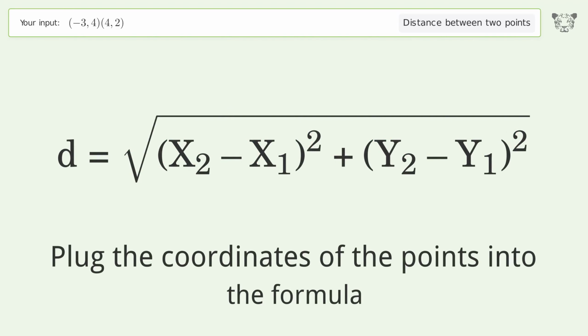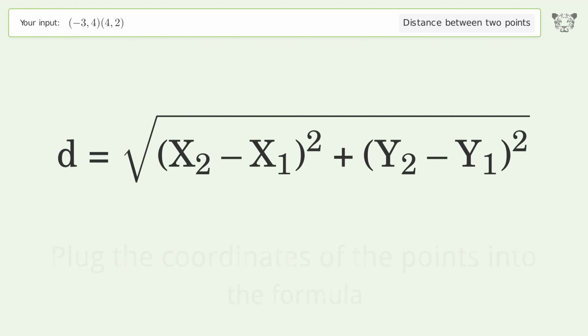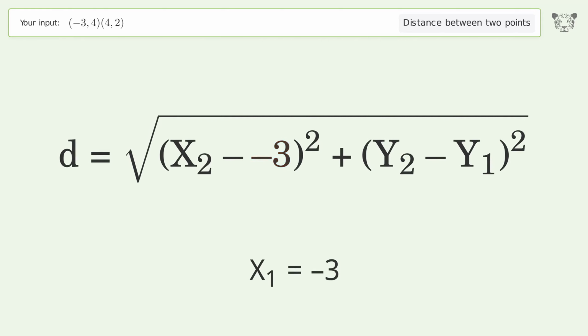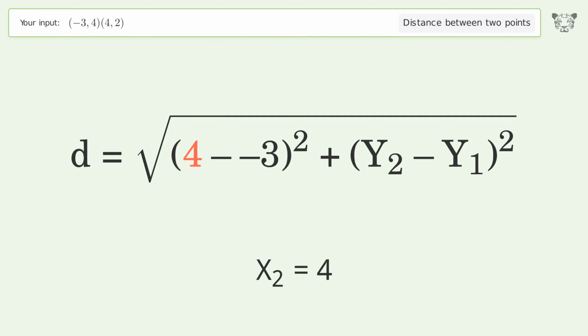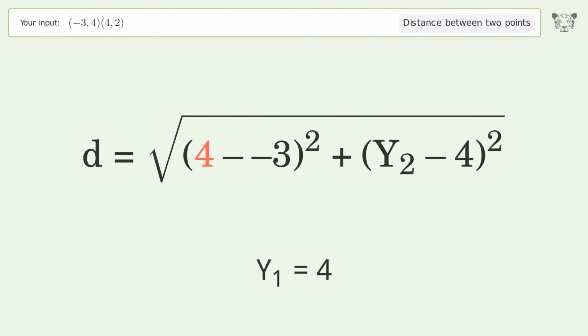Plug the coordinates of the points into the formula. x1 equals -3. x2 equals 4. y1 equals 4. y2 equals 2.